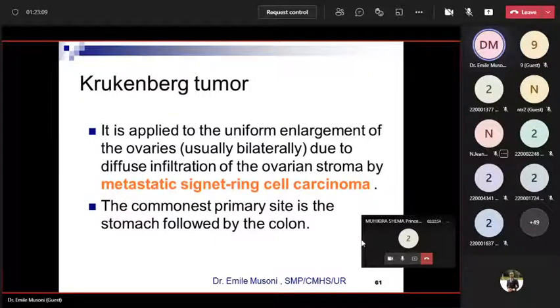This one is applied to the uniform bilateral enlargement of the ovary due to diffuse infiltration of the ovarian stroma by metastatic signet ring cell carcinoma from the stomach. The commonest primary site is the stomach, followed by the colon. This means that the primary site is in the stomach or colon, then there will be metastasis in both ovaries. And this one is also found in young females. The term is known as Krukenberg tumor.